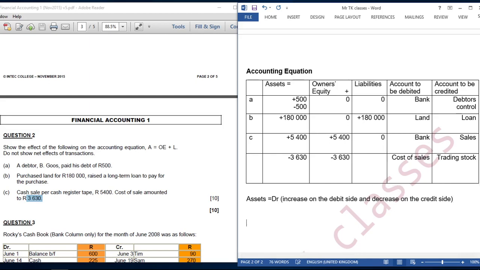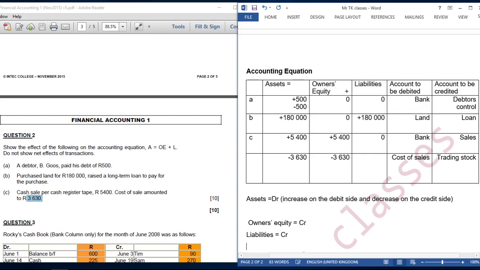Then this other side has a credit balance. Owner's equity has a credit balance. Now you know what that means: it increases on the credit side and decreases on the debit side. Then liabilities, these also have a credit balance. They increase on the credit side. So you just have to know that these accounts have a credit balance.